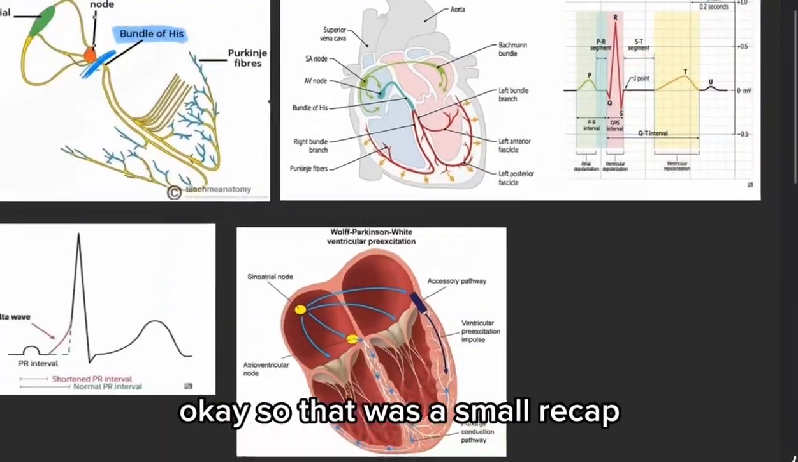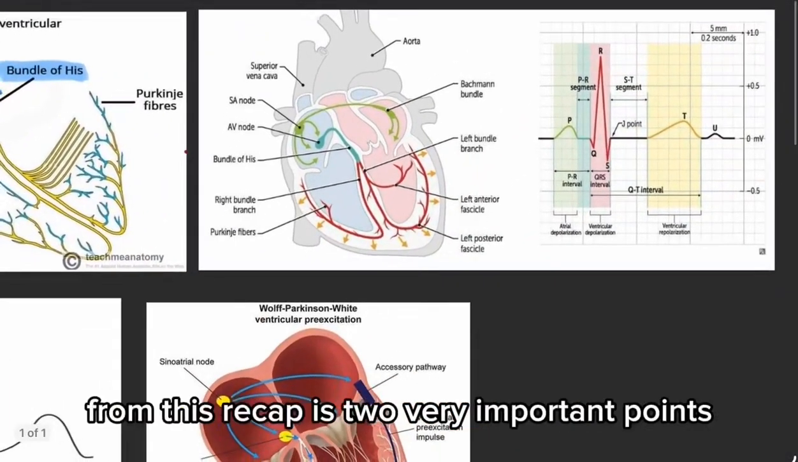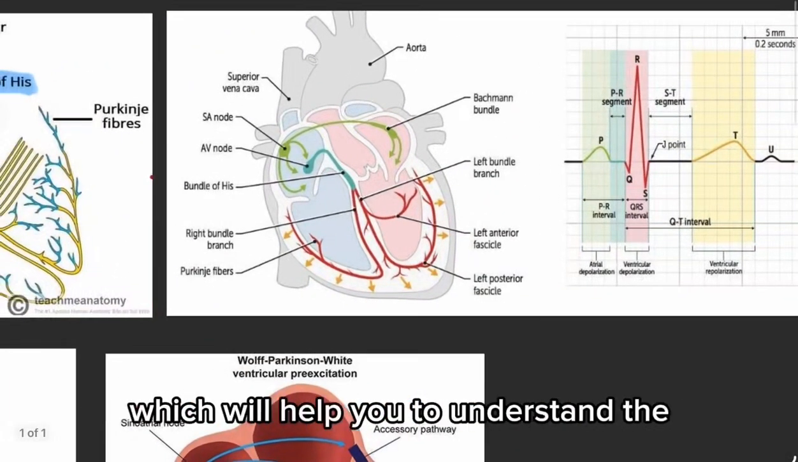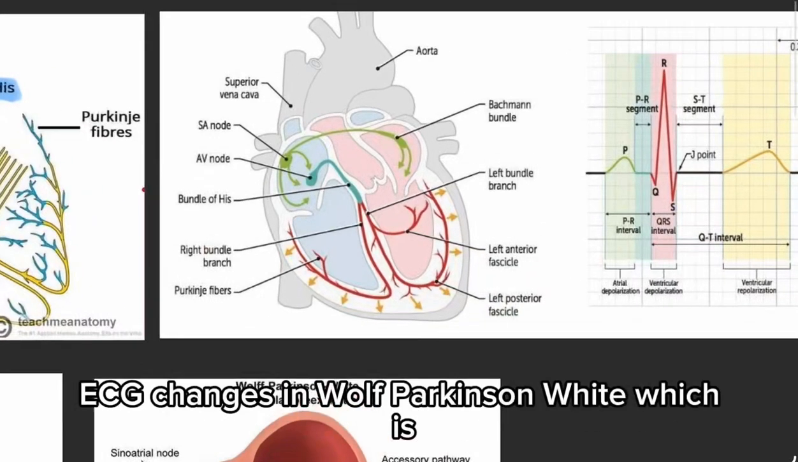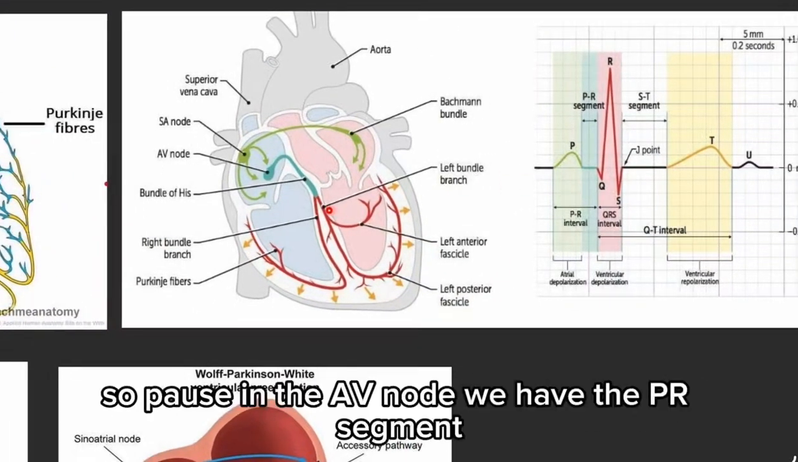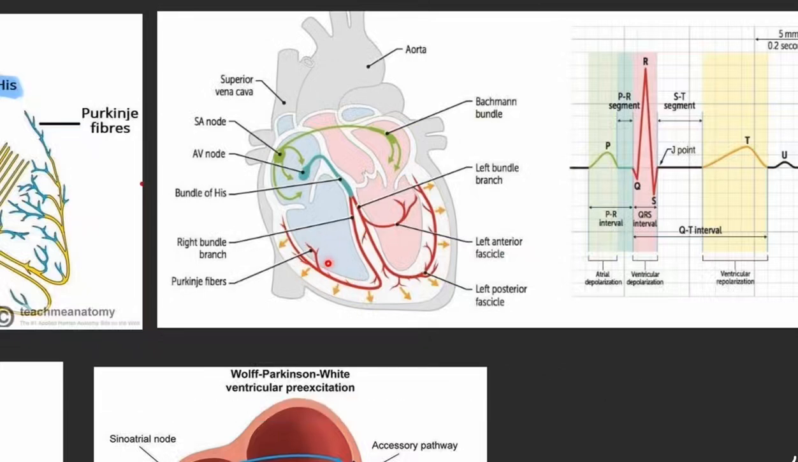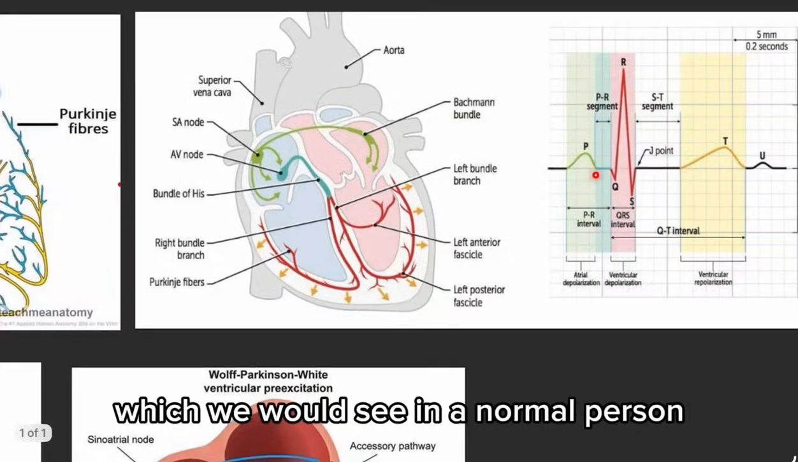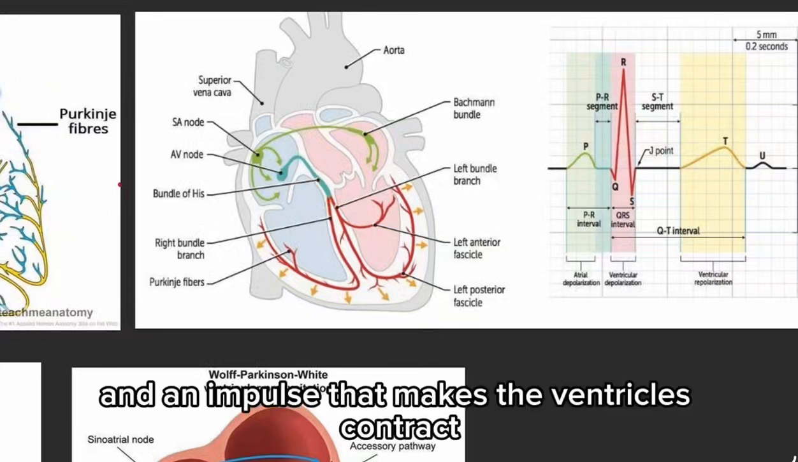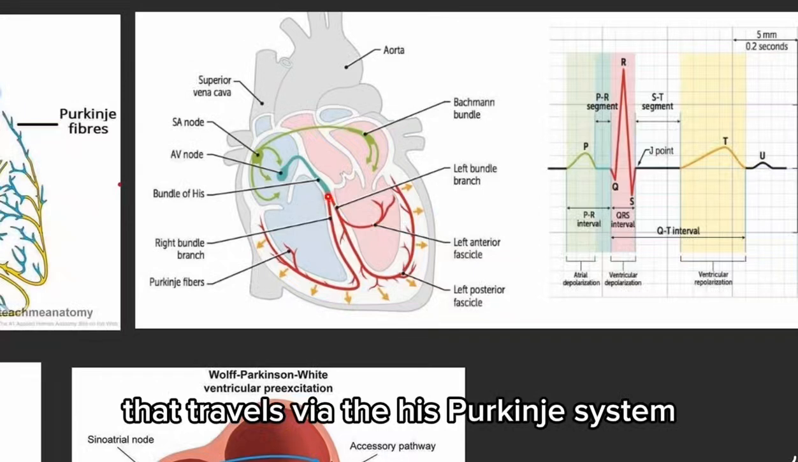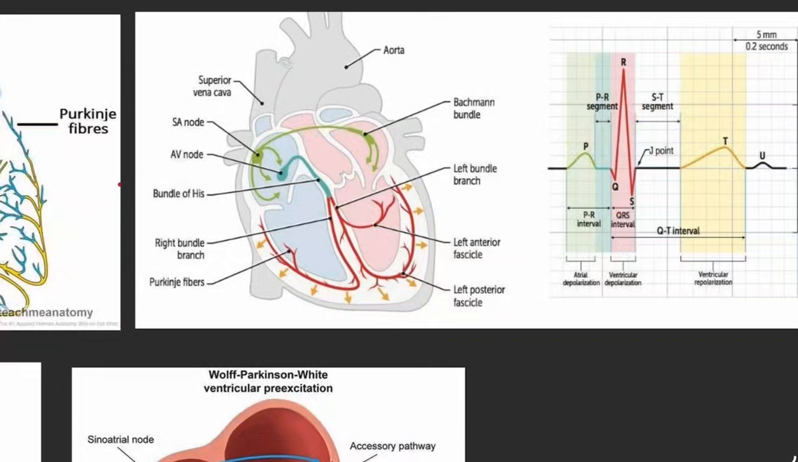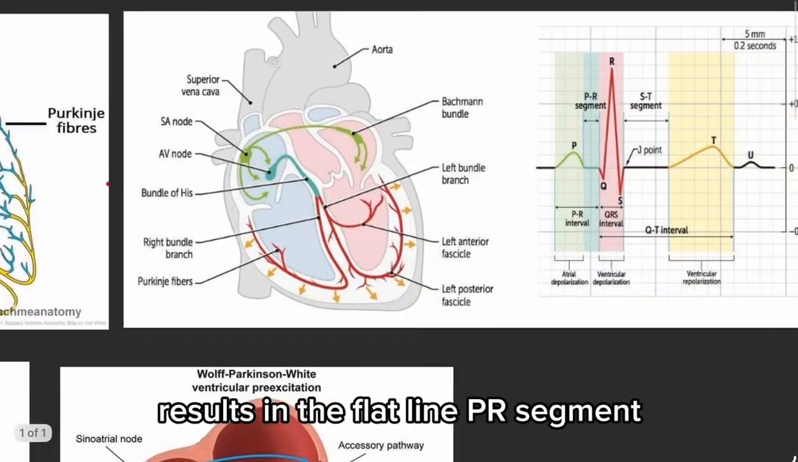Okay, so that was a small recap, and what I want you to know from this recap is two very important points which will help you to understand the ECG changes in Wolff-Parkinson-White. So, a pause in the AV node gives the PR segment, electrical silence, flat line. And when the impulse travels via the His bundle to make the ventricles contract, we have a very nice narrow QRS, which we would see in a normal person. So an impulse that makes the ventricles contract, that travels via the His-Purkinje system, results in a narrow QRS. And an impulse that delays in the AV node results in the flatline PR segment.